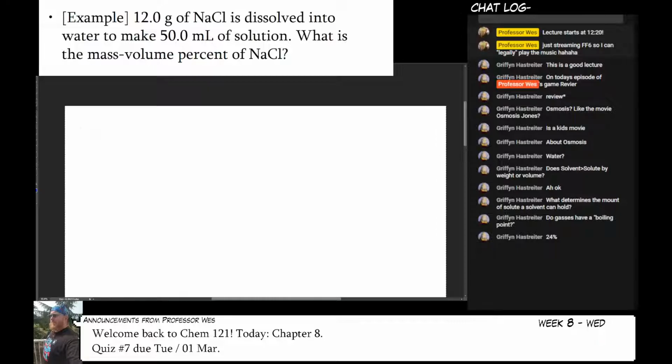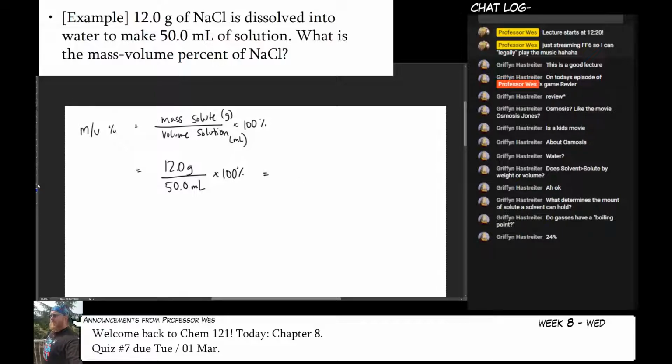All right, so we're doing mass volume percentage. And so we do have to put mass in grams and volume in milliliters. So be careful of that. I might give you a problem where it's in liters or something. So just be mindful of that. Make sure you do the conversion. So I've got 12 grams of sodium chloride divided by 50 milliliters times 100%.